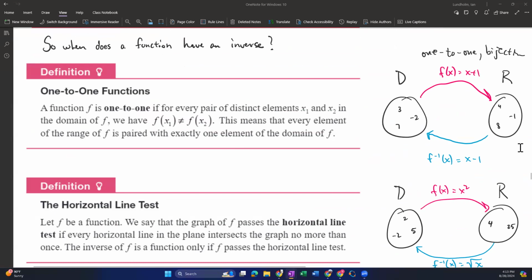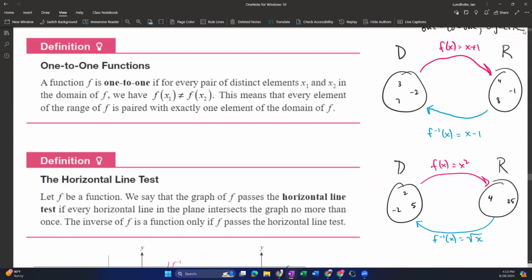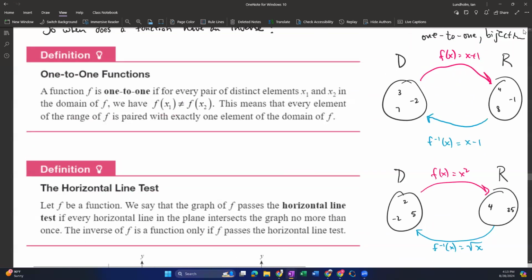Let's take a look at these little diagrams that I posted so that we can get another example. For the first one, our function f is x plus 1. What that does is it takes the number 3 and maps it to 4. It takes -2 and maps it to -1. It takes 7 and maps it to 8. The inverse function happens to be the blue function there, x minus 1.